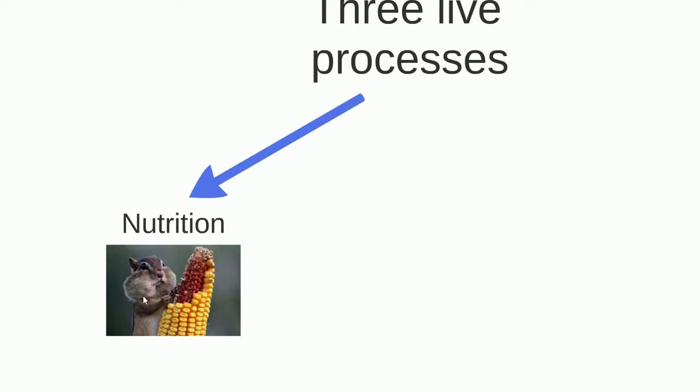and use it to grow or develop. For example, this squirrel is eating this corn, but another living thing, for example, a plant, is going to absorb the energy of the sun. These two things, absorbing the energy of the sun or eating a corn, are different ways of nutrition.